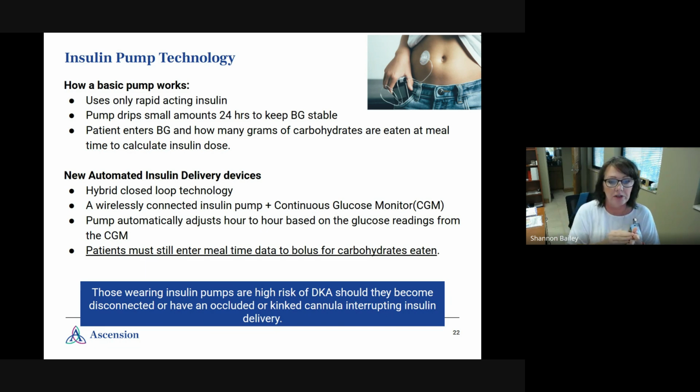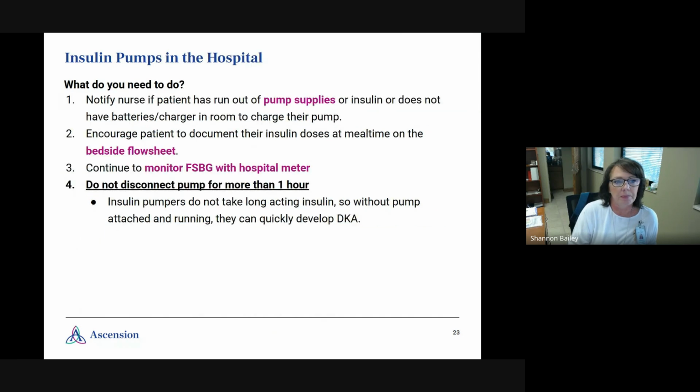The patient still must enter how much carbohydrate they're eating and what their blood sugar is in order to bolus an extra amount for that meal. But just keep in mind, some of them are communicating. And like I mentioned earlier, those wearing insulin pumps are at high risk of DKA should they become disconnected or have an occluded or kinked cannula, the little plastic tube under the skin, interrupting insulin delivery. So just keep that in mind.